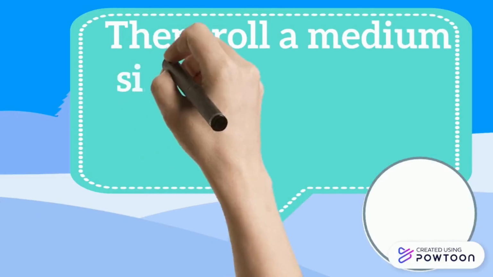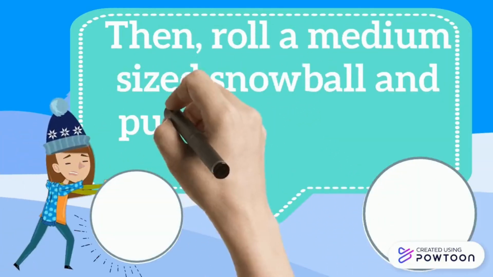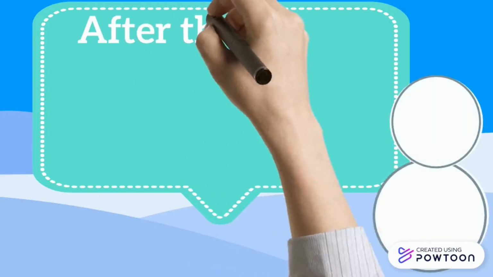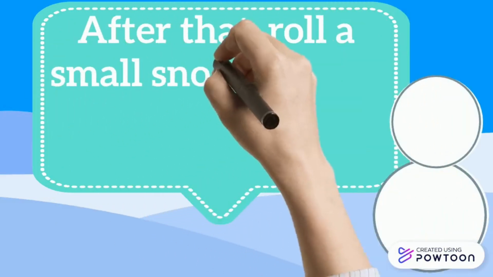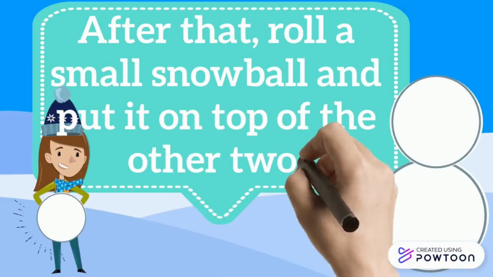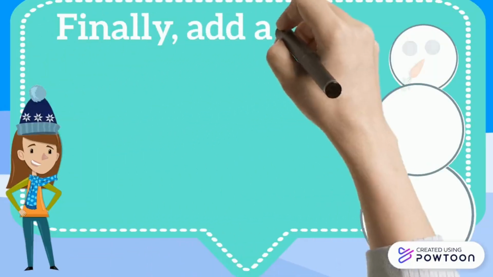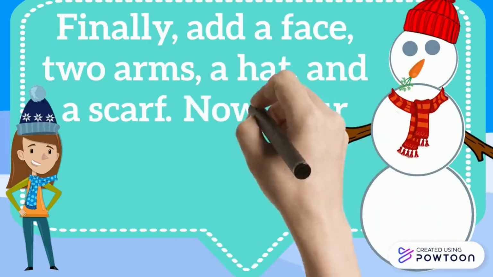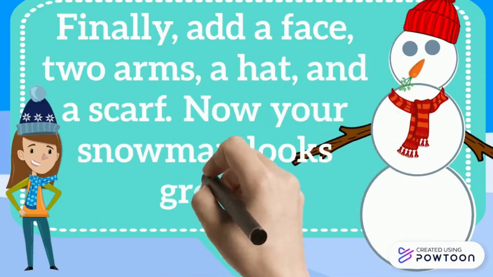Then roll a medium-sized snowball and put it on top of the big one. After that, roll a small snowball and put it on top of the other two. Finally, add a face, 2 arms, a hat, and a scarf. Now your snowman looks great!